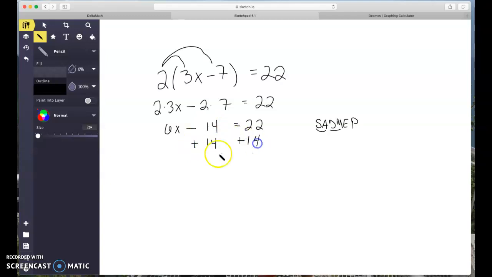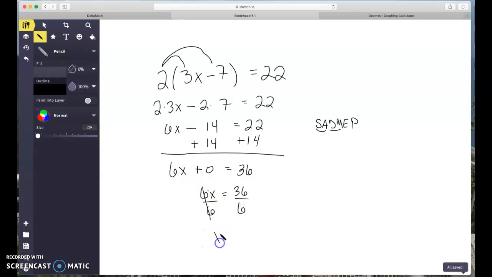If I do it to one side of my equal sign, I must do it to both sides of my equal sign. So I have 6x plus 0 equals, and let's see here, 22 plus 14 gives me 36. So 6x plus 0 is just 6x equals 36. And I want to get rid of that 6 attached to my x. I see it's attached by multiplication. So the inverse would be division. If I do it to one side, I must do it to both sides. So 6 divided by 6 is 1x, and 36 divided by 6 is 6.